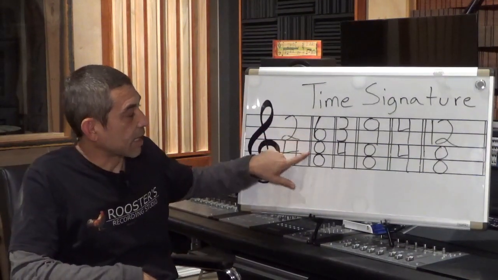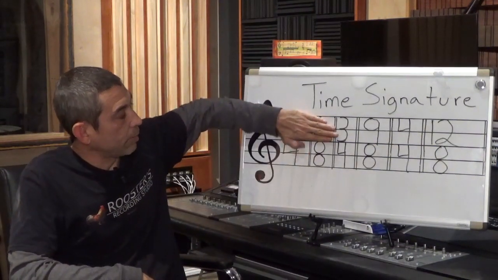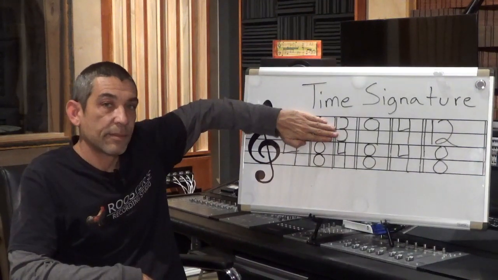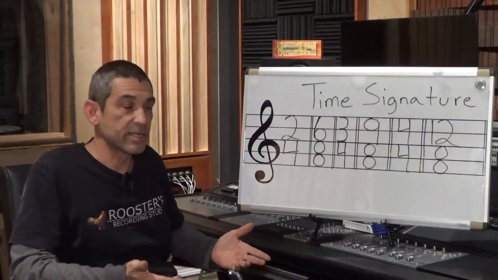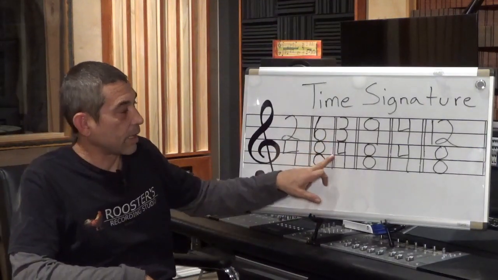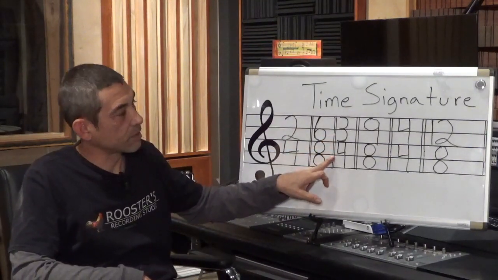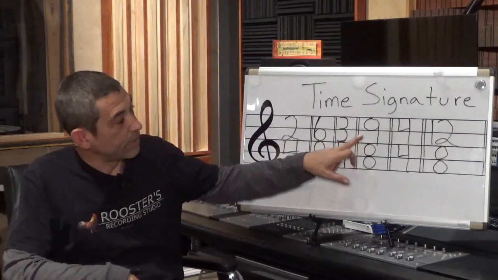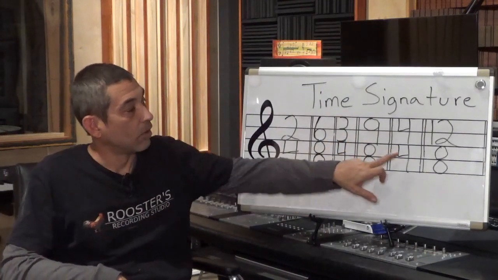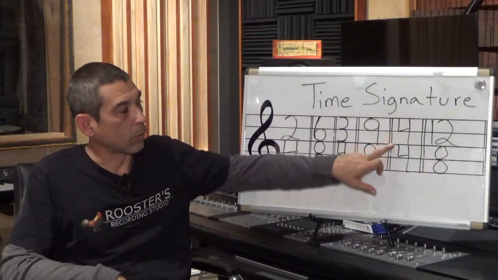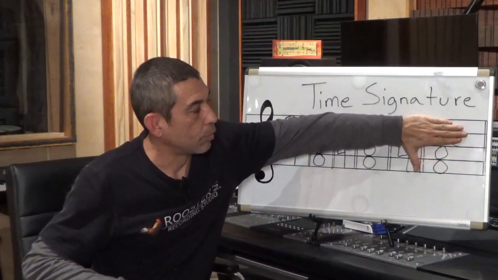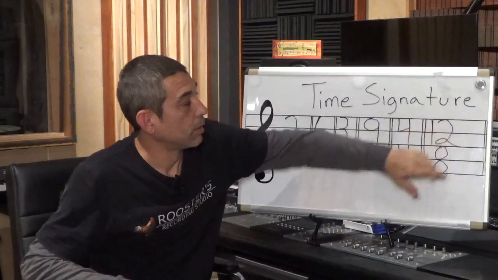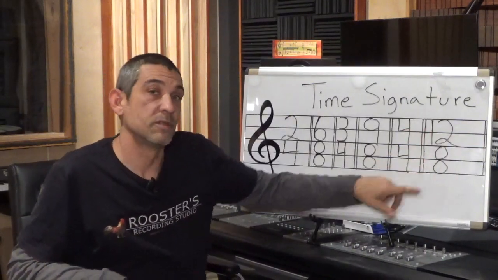In 6/8 time, if we cover it up and put a 1, that's 1/8. So there are 6 eighth notes in one measure in 6/8 time. In 3/4 time, there are 3 quarter notes. 9/8 time would be 9 eighth notes. 4/4 time, 4 quarter notes. And again, just cover up that, put a 1, and that's an eighth note. 12 eighth notes in one measure in 12/8 time.